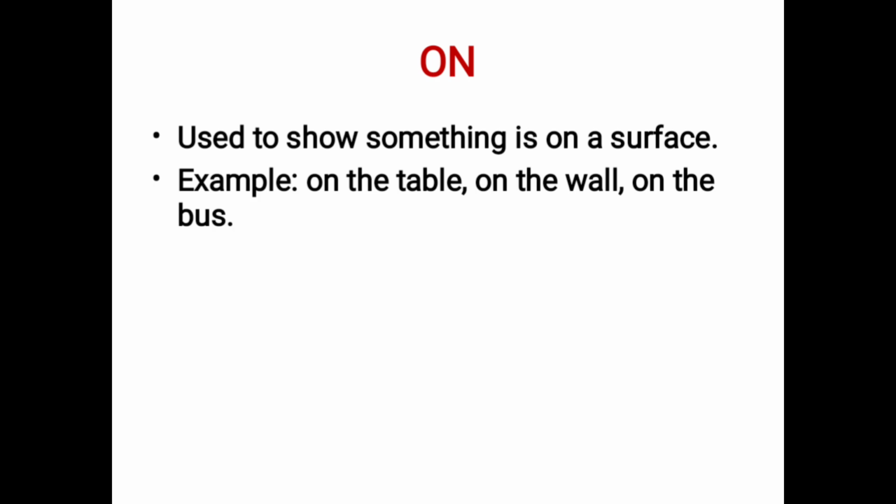The second one we have is on. On is used to show something is on a surface. For example, on the table, on the wall, on the bus. You have a surface and something is on it. Like, I live on Main Street. So on is always used when something is on a surface.